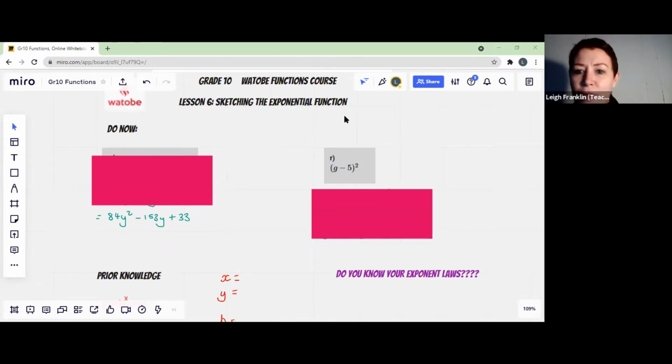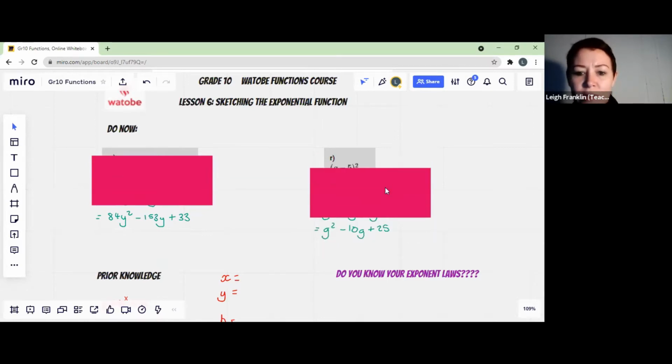Ma'am, it's g squared minus 10g plus 25. Oh, you are so brilliant. Perfect. I got exactly the same answer. Thanks, Rabin. That's perfect. Okay, good stuff.